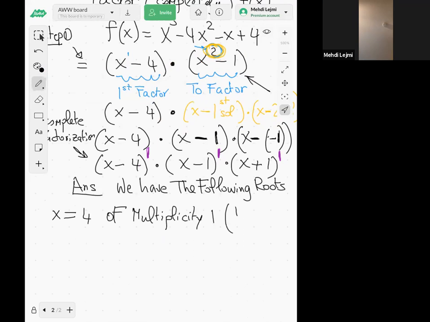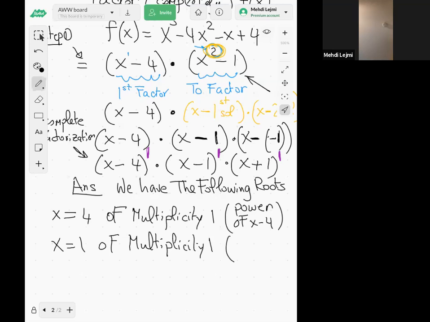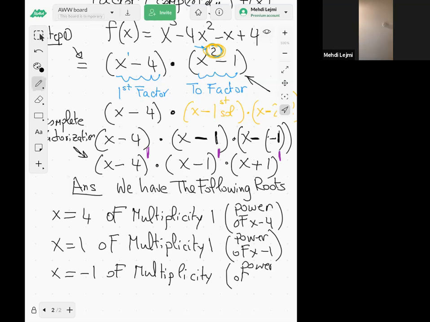That's because that's the power of x minus 4. Now, x equal to 1 is of multiplicity 1 because that's the power of x minus 1. And x equal to -1 is of multiplicity 1 because that's the power of x minus my root, my -1, which is of course x minus -1. That will be x plus 1.